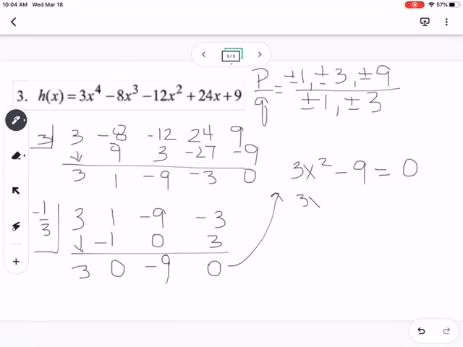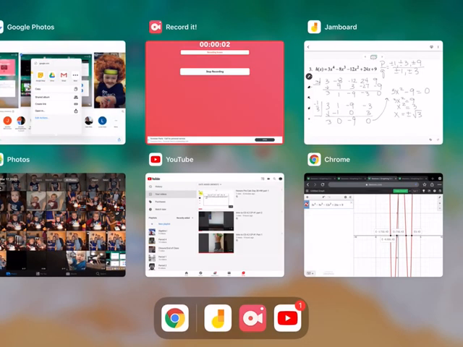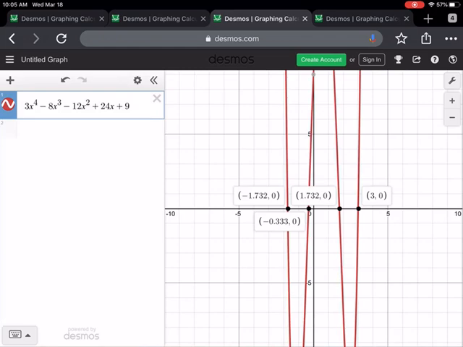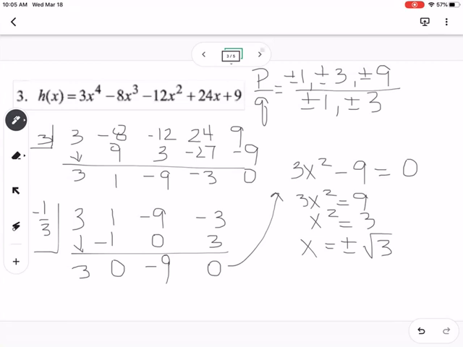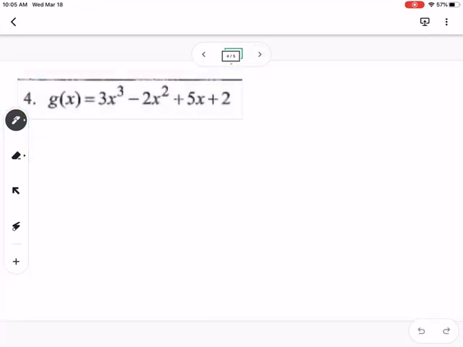So we'll get 3x squared equals 9, divide by 3, we get x squared equals 3, so x equals plus or minus square root of 3, and if you put it in the calculator, you should see that it's 1.732 and negative 1.732. Okay, so that's number 3. Number 4, last one, because you don't have to do numbers 5 through 8. I'll explain that in just a minute, but over here, let's do our P over Q.